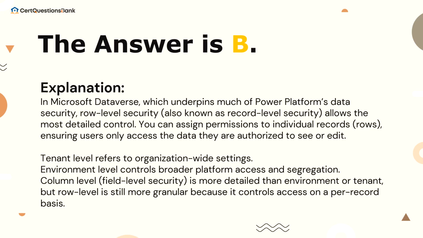Tenant level refers to organization-wide settings. Environment level controls broader platform access and segregation. Column level, field level security, is more detailed than environment or tenant, but row level is still more granular because it controls access on a per-record basis.